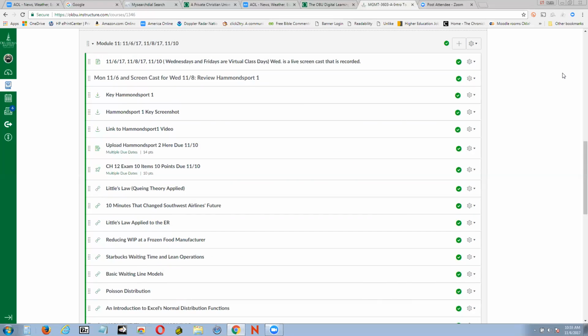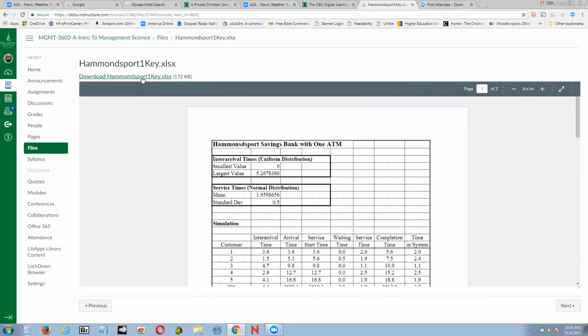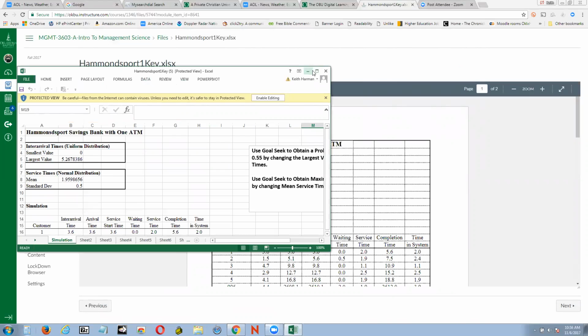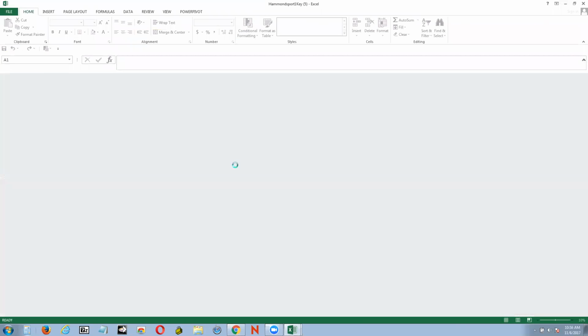Well, I'm going to go ahead and get rolling here, and the first thing we want to talk about is the Hammond's Port 1 case. Here again, we're working on waiting time, and I'm going to download this and the key. And we'll open that up. Here we are. I'll move this over here. Okay, this is the key.